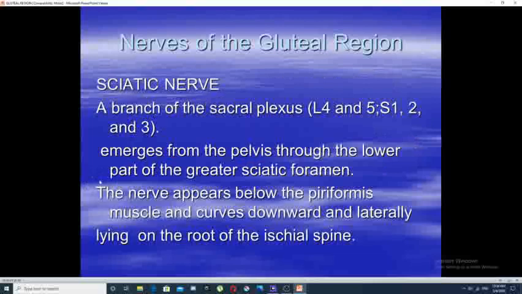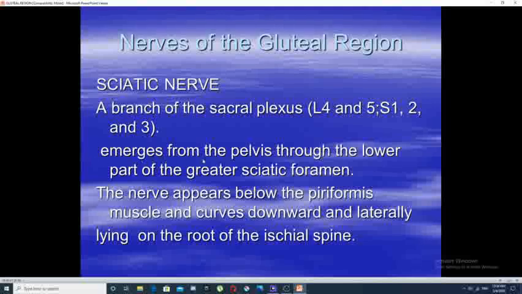What are the nerves of the gluteal region? Sciatic nerve. This is a branch of the sacral plexus. It originates from L4 and 5, S1, 2, and 3 spinal nerves.